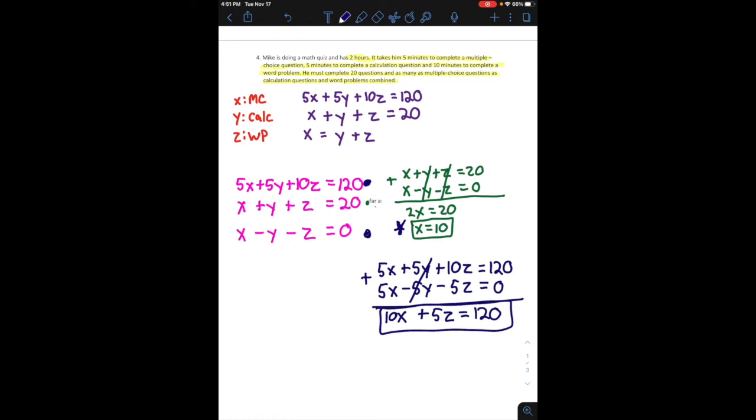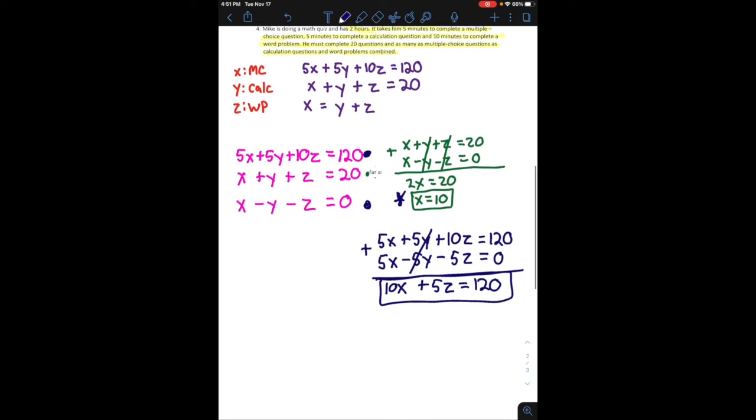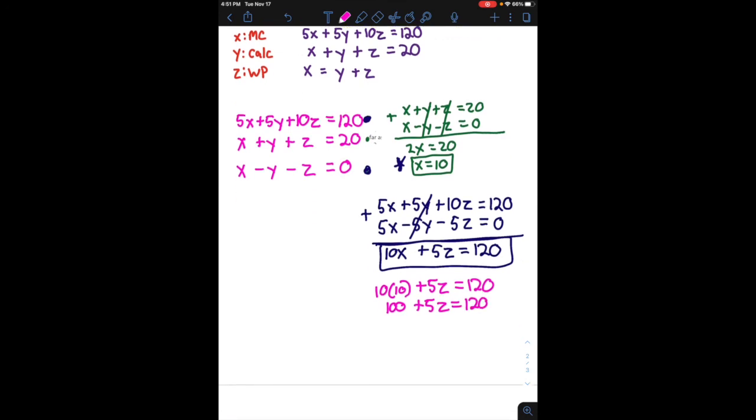The convenient thing about the 2 equations we have left over is that since we already know what x is, we could use it and plug it into this equation to figure out what z is. So if x is 10, I know that 10 times 10 plus 5z is 120, or 100 plus 5z is 120. I'll subtract 100 from both sides to get 5z is 20. And now I know that z, which represents the word problems, is 4.